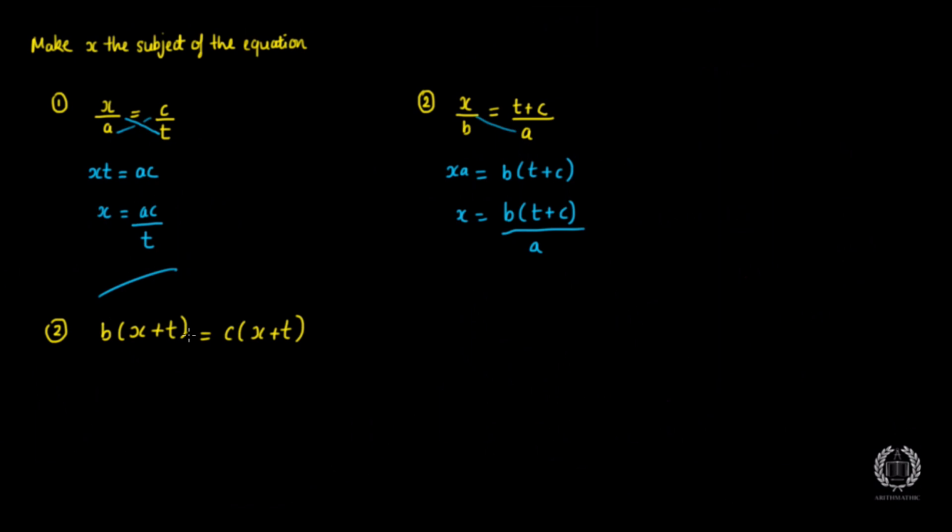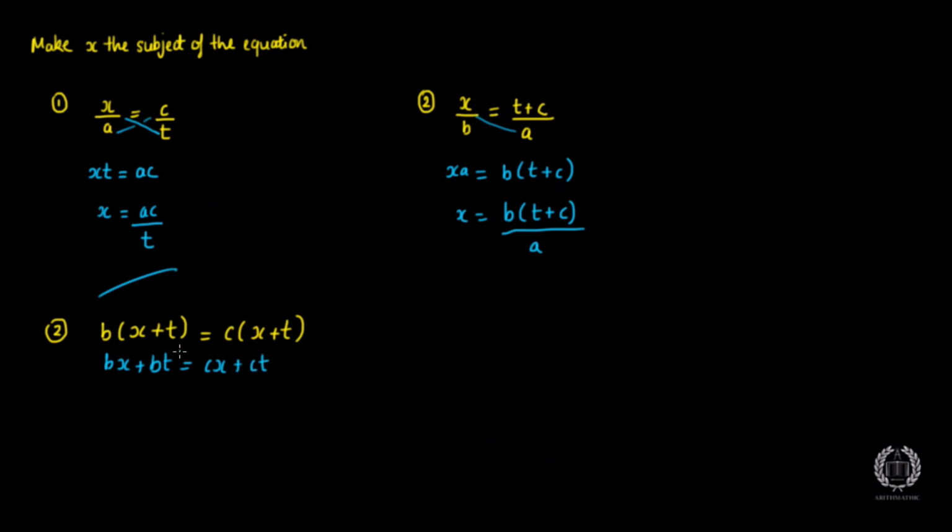Because we want to make x a subject here, you can see now the difference is we have x on both sides, right? So what I'm going to do now is first expand the brackets. So I'm going to do b times x, which is bx, and then b times t, which is bt. And that is equals to, if I do c times x, cx, and then c times t, ct.